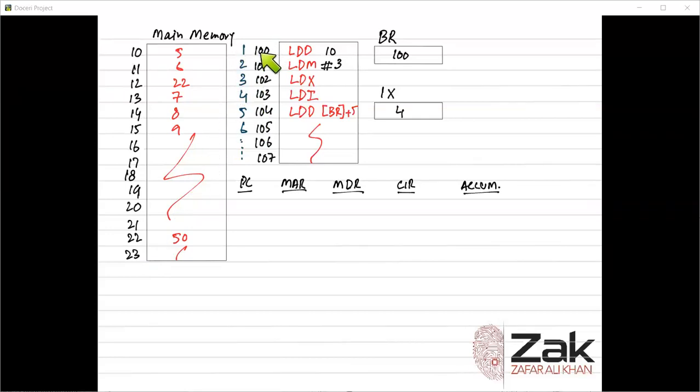So we have got memory from address 100 to 107, and how many instructions do we have there? 1 2 3 4 5. And we have got data placed in memory at another location from 10 to 22, and only these values are obvious. So now we know how many instructions we have.